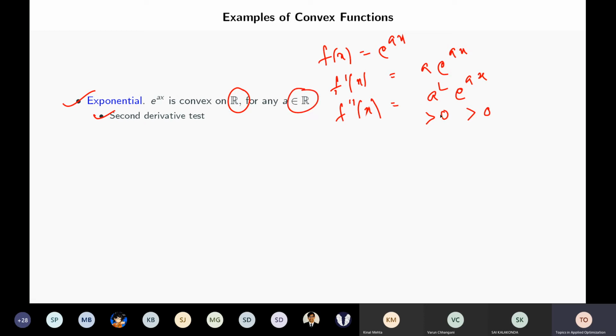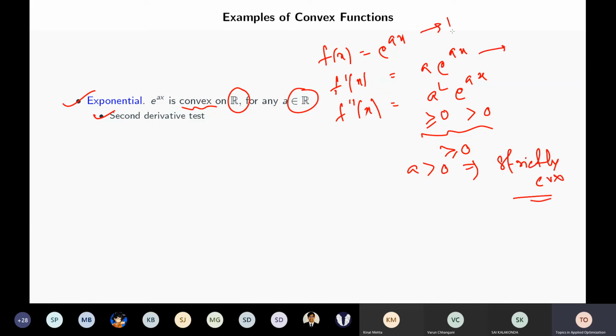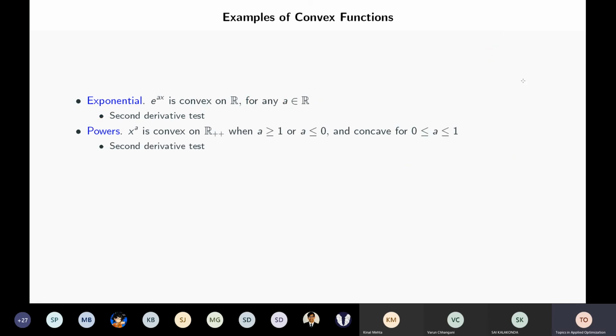a is any real number, so a squared is greater than or equal to 0. If a is 0, then overall this is still greater than or equal to 0. So this is convex. It is strictly convex if a is greater than 0. Otherwise, if a is 0, this becomes 1 and the double derivative is 0, so it is not strictly convex because this is just a flat function. The line joining is equal to, not greater than. Okay, so the second derivative test confirms this.